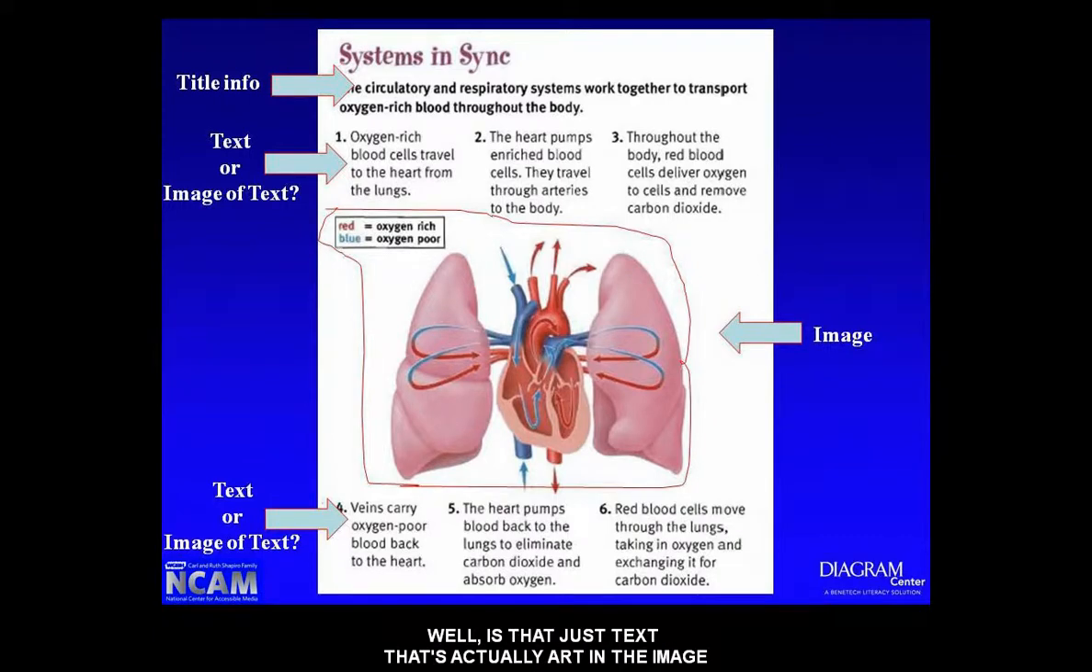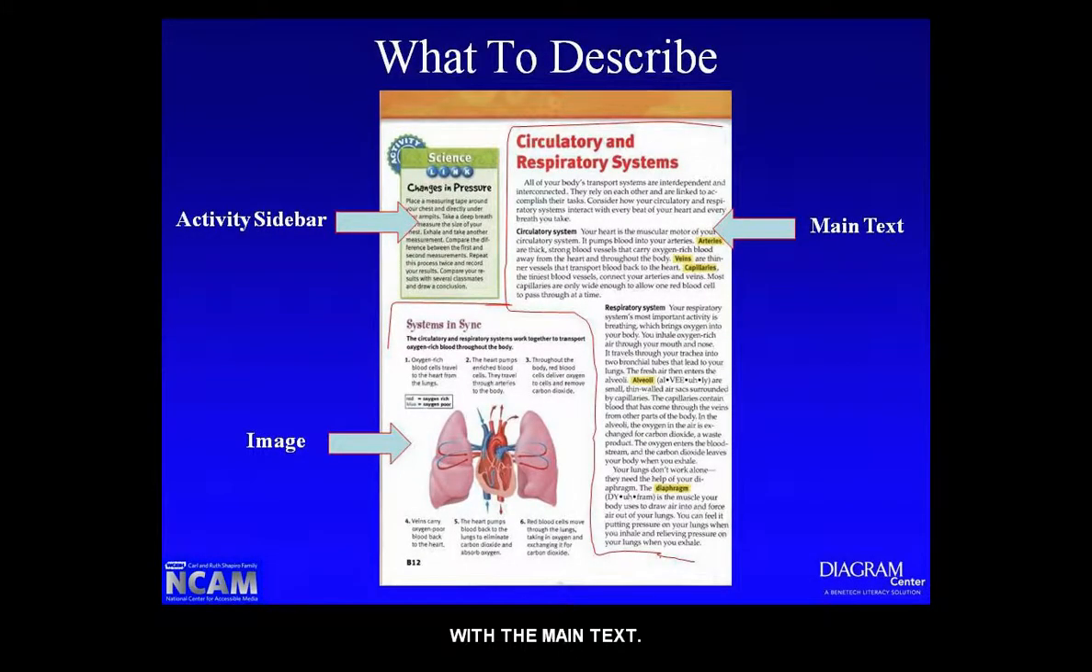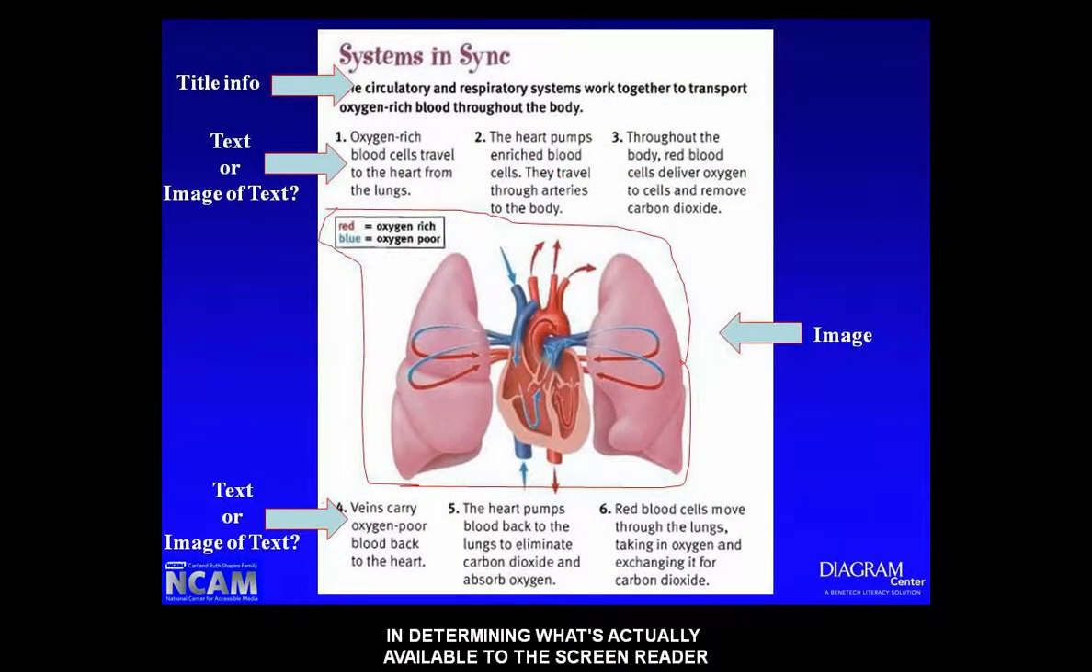Well, is that just text that's actually art in the image, or is it actual text that a screen reader can navigate? And if it is text that a screen reader can navigate, has it been coded correctly so that it reads in order 1, 2, 3, 4, 5, 6? And is it somehow linked with the image and put in the right place in the reading order so that it's not somehow intermingled with, and I'll go back, with the main text? So navigation of text and determining what's actually available to the screen reader before you start describing an image is vital.